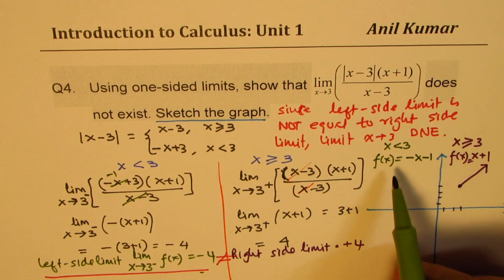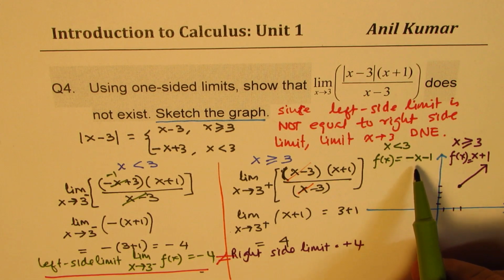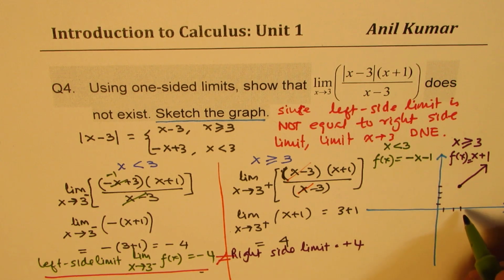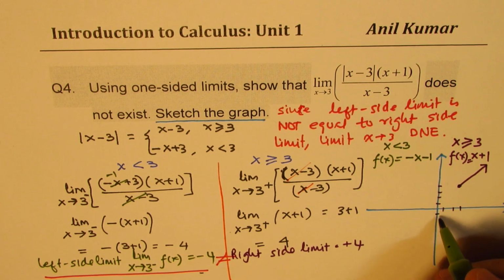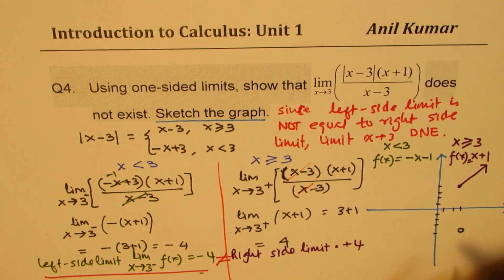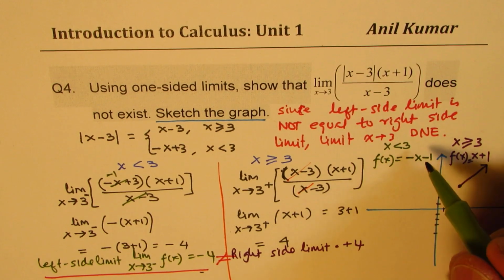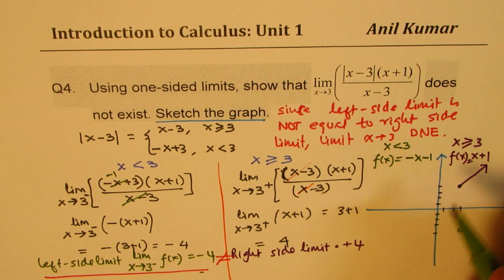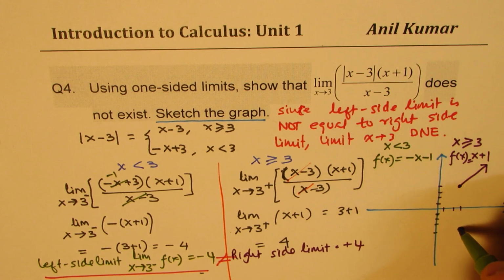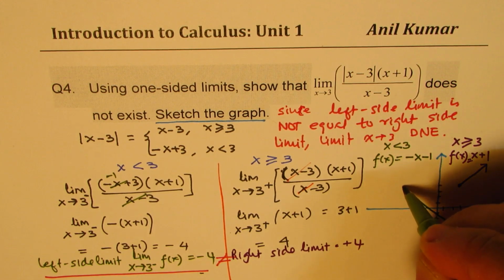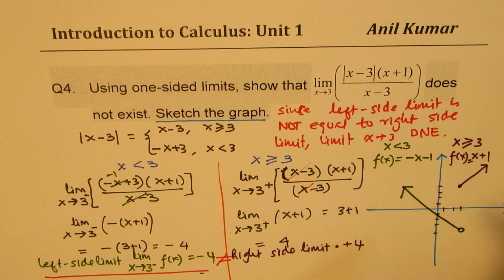On the other hand, when I'm approaching from the left side, then this will give me the value as minus 4, correct? So at 3, I have a value which is 1, 2, 3, 4, minus 4, a hole here, right? And if I write 0 for x, I get minus 1. So it goes through this point, correct? So I could draw this as, perfect. So that becomes our function, right?